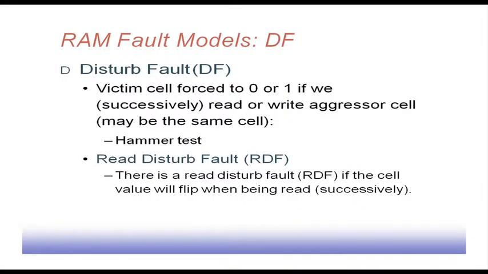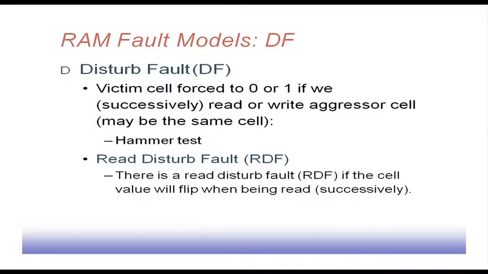This victim cell and aggressor cell may be the same cell also, but what is happening is that for a particular cell we are continually doing a read or write operation. As a result, that cell or some other particular cell becomes 0 or 1. That is marked as a disturb fault, and it is detected by one test which is known as the hammer test. We will not go into the detail, because that is quite long.